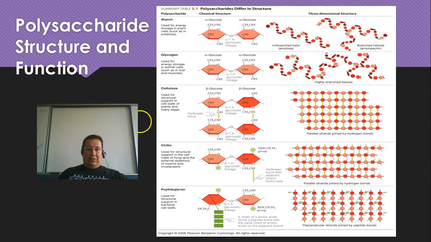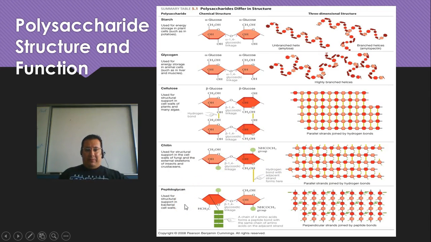Now, chitin is also a structural carbohydrate. It supports cell walls of fungi, and it's also the external skeletons of insects and crustaceans, which I'll show you a couple of examples of. So basically the same thing, almost like cellulose. You have these groups right here, but you have this one nitrogen group up here and down here as well. When you see this right here, that's a little nitrogen group. It's a protein group, made up of amino acids, so it's kind of like a protein. So that's where it gets its support from. And then there's hydrogen bonding, of course, within the parallel strands.